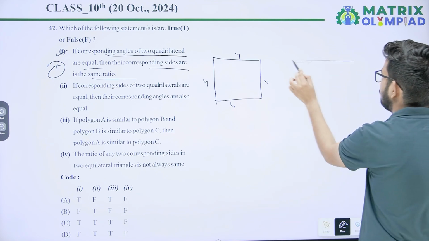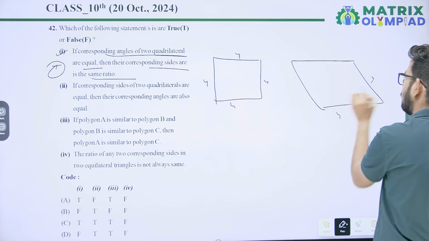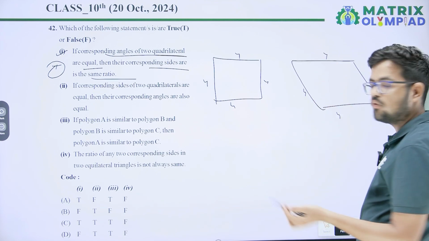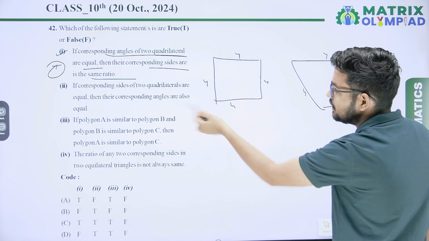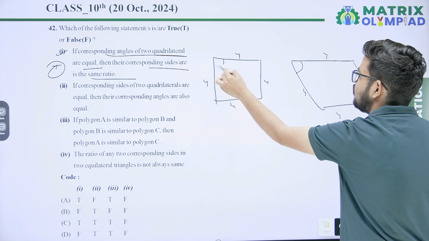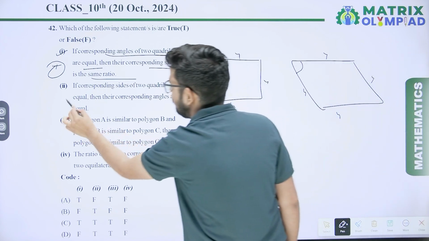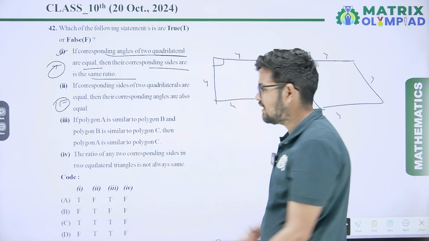Okay, and one is a rhombus whose sides are also 4, 4, 4, 4. Okay, 4 units. So the sides are similar, but here their corresponding angles are not the same. So the second one is false. We can prove it by just an example.